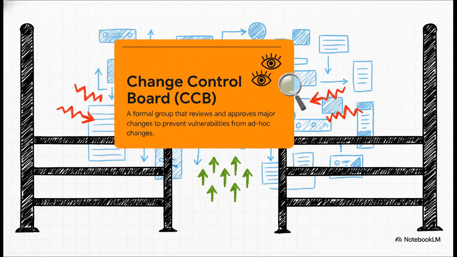Now, I know that can sound super bureaucratic and slow, right? But try to think of the CCB not as a roadblock, but as a guardrail. It's a formal process that makes sure any major change is properly reviewed, understood, and planned for. It stops one well-intentioned person from making a quick ad hoc change that accidentally takes down a critical system.